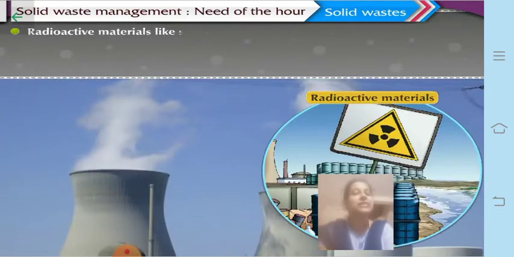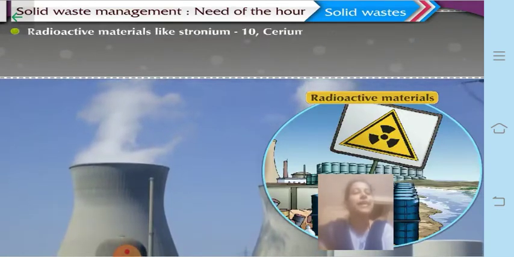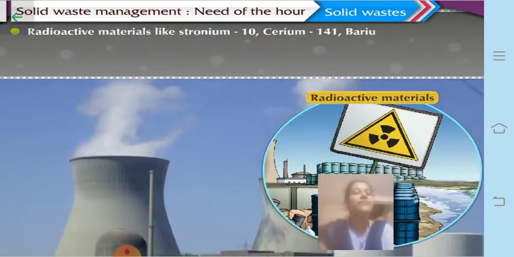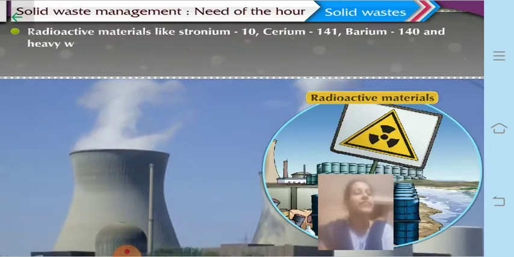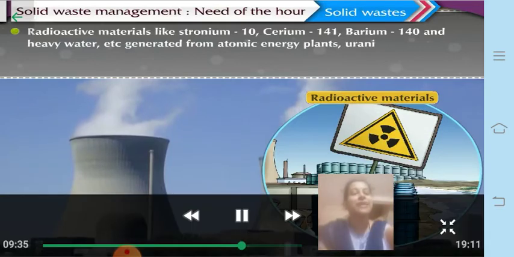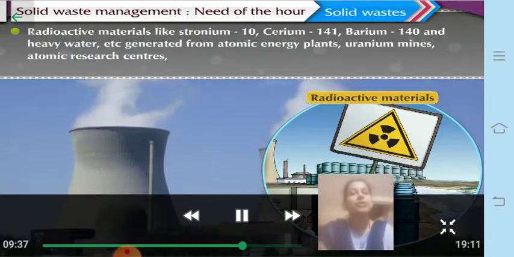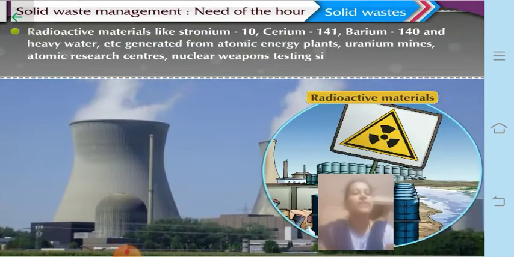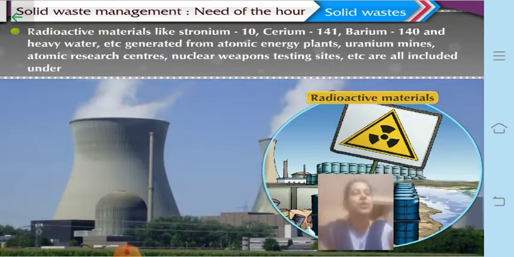Then we have waste generated from household industries and large commercial and industrial establishments: carry bags, glass, metal pieces and rods, threads, rubber, paper, cans from shops, vegetable and meat markets, construction sites, etc. are categorized as urban waste. Then radioactive materials like strontium 90, cerium 141, barium 140 and heavy water, etc. generated from atomic energy plants, uranium mines, atomic research centers, nuclear weapons testing sites, etc. are all included under radioactive waste.